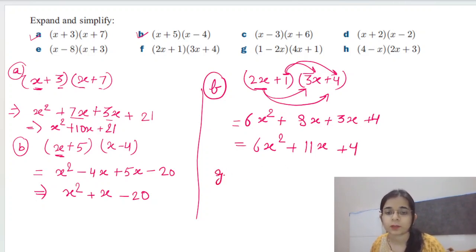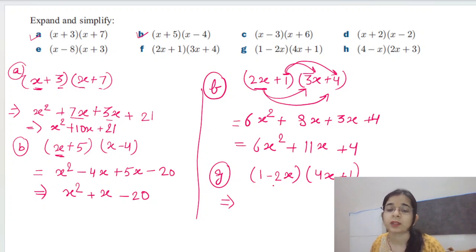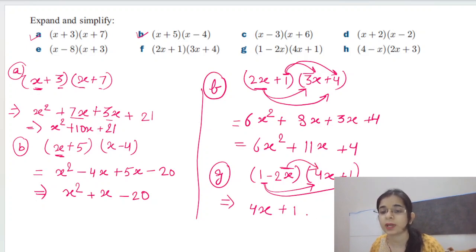Okay, now the last part G will be 1 minus 2x and 4x plus 1. Nothing to worry here. The first number is a constant, so we'll take the first number, applying the distributive law, 1 into 4x, 4x, and then 1 into 1, 1. Now here it's a negative term, don't forget the negative sign here. Minus 2x and 4x is 4 2s are 8, minus 8x square. Minus 2x getting multiplied to 1 is minus 2x.